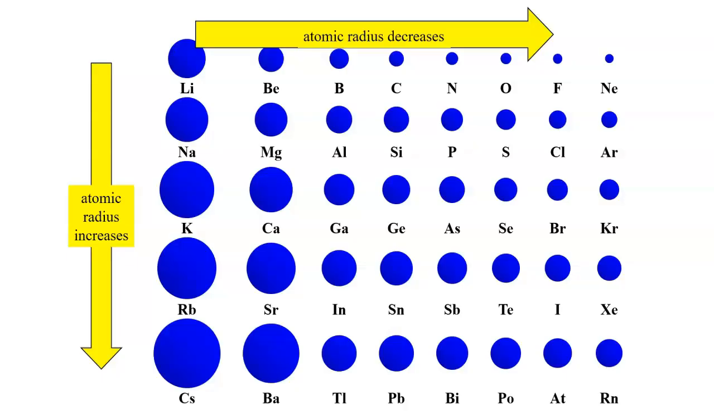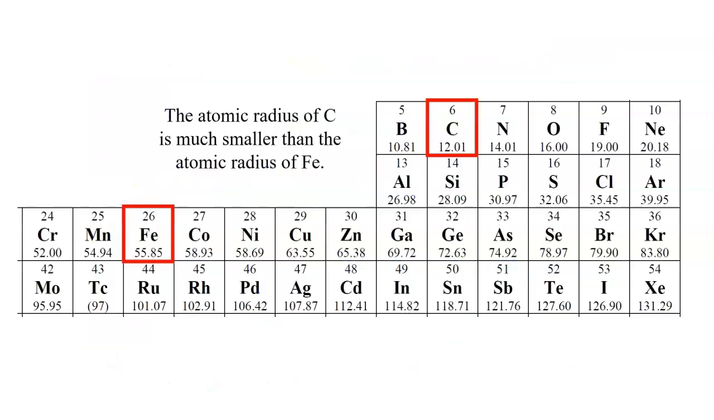So you would expect to find larger atoms in the lower left corner of the periodic table, and you would find smaller atoms in the top right corner of the periodic table. Here we can see the relative locations of iron, Fe, and carbon, C, on the periodic table, since carbon is located further toward the top right, and iron is located further toward the bottom left. Hopefully it makes sense that the atomic radius of carbon is in fact much smaller than the atomic radius of iron.